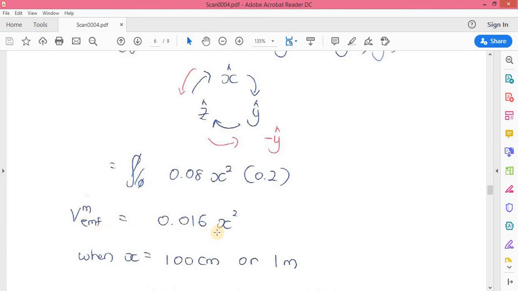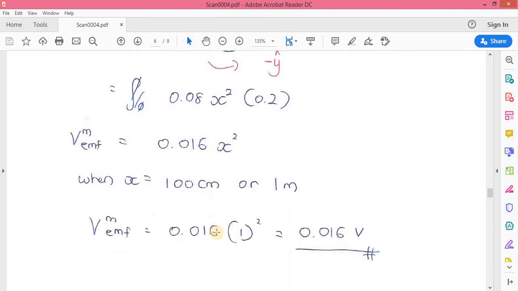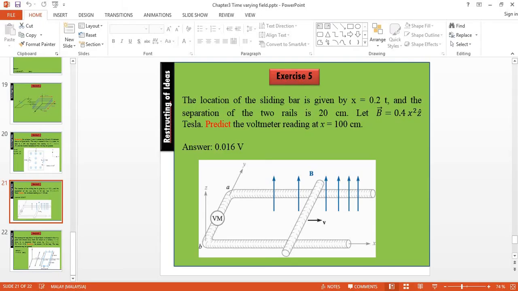When you want to find the value of the motional EMF when x is 100 cm, or 1 meter, you can just replace the value into the equation, and you will get the generated motional EMF equal to 0.016. Okay, so the answer is given here. This will be question 5.